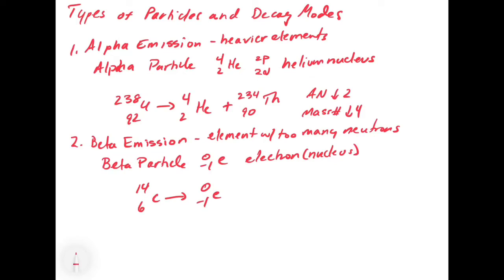Just like we did in the previous example, we have to look at what's changing. The mass number of the beta particle is 0, so that's easy. If the mass number change on the right is 0, then we can just write 14 on top.